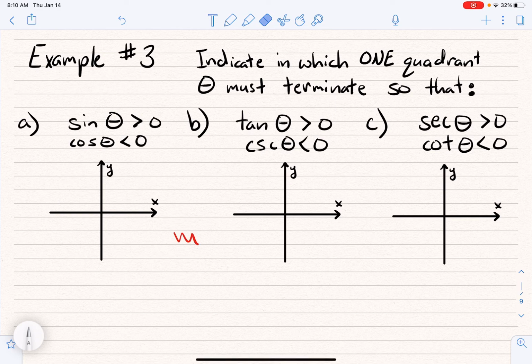Yep, it'll work. Okay, so last problem. This one says indicate in which quadrant theta must terminate so that this statement is true. I really like these because this is going to indicate two different quadrants and this is going to indicate two different quadrants, and your job is to see in which quadrant they overlap. And so let's take a look at this.